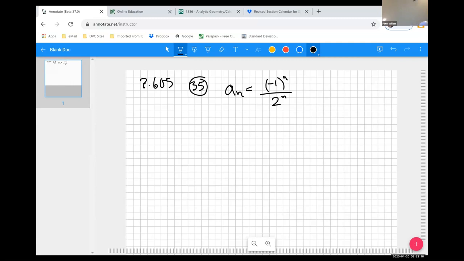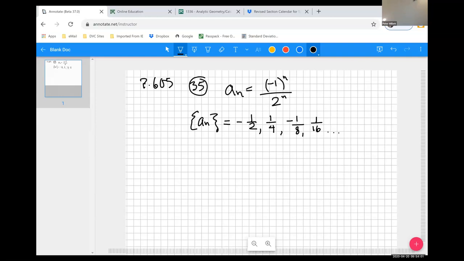Okay, so we want to write out the first four terms. We can just plug in 1, 2, 3, 4, 5, et cetera, for n. So a sub n, if I plug in a 1, I would get a negative 1 in the top and the 2 in the bottom. So the first term is negative 1 half. If I plug in a 2, then in the top, the negative 1 is squared, becoming a positive 1, and the bottom 2 squared is 4, so I get positive 1 fourth. And then if I plug in a 3, I get similarly negative 1 eighth, and if I plug in a 4, I get positive 1 sixteenth, etc. So there are the first four terms as requested.